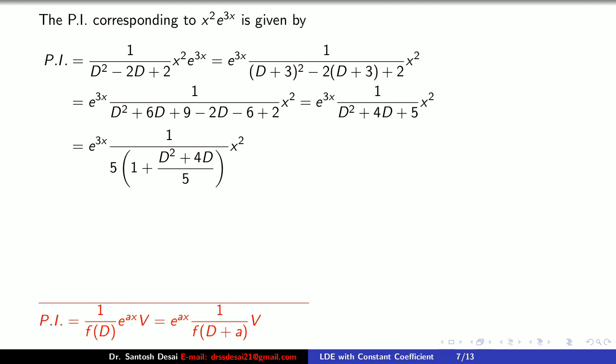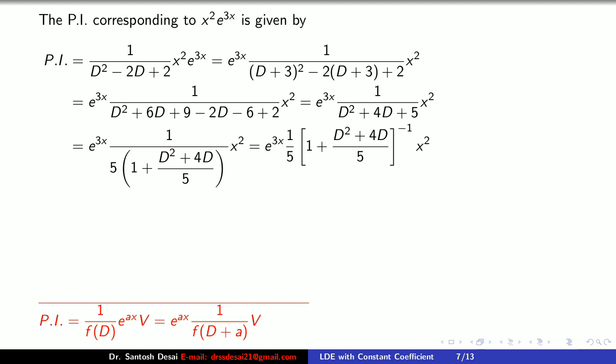Now after this step, we have to take the bracketed term to the numerator. So let us shift this bracketed term to the numerator. We get e raised to 3x into 1 by 5 into 1 plus D square plus 4D upon 5, raised to minus 1, into x square. Now here the function is x square, so we have to expand till the expansion contains the term of D square, because the higher power terms, that is D cube, D raised to 4, are all 0. So we write the expansion till it contains the term of D square.